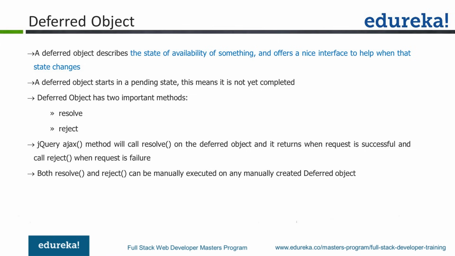And the deferred object basically has two important methods: resolve and reject. In jQuery, the AJAX method will call resolve on the deferred object when the request is successful, and it will call reject when the request is a failure. Both resolve and reject can be manually executed on any manually created deferred object.